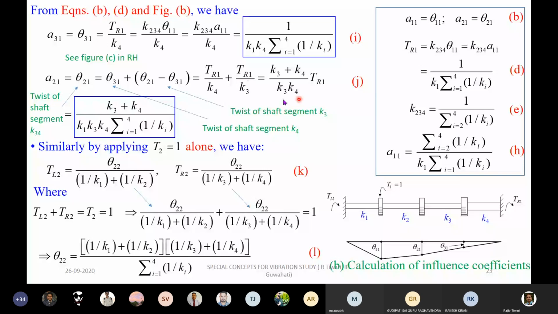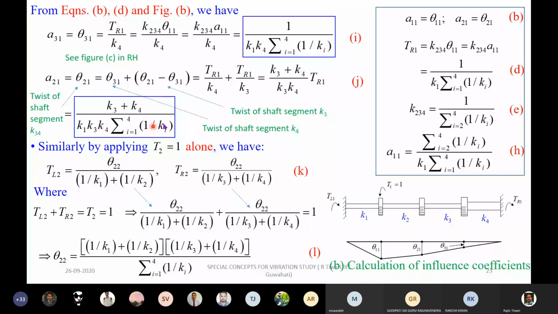This TR1 is common, so if you combine, this is nothing but the equivalent stiffness of K3 and K4. So finally it turns out to be that. And TR1 we already know. This expression can be substituted here to get A21, which will be this after simplification. Okay, so these are the three influence coefficients we obtained.